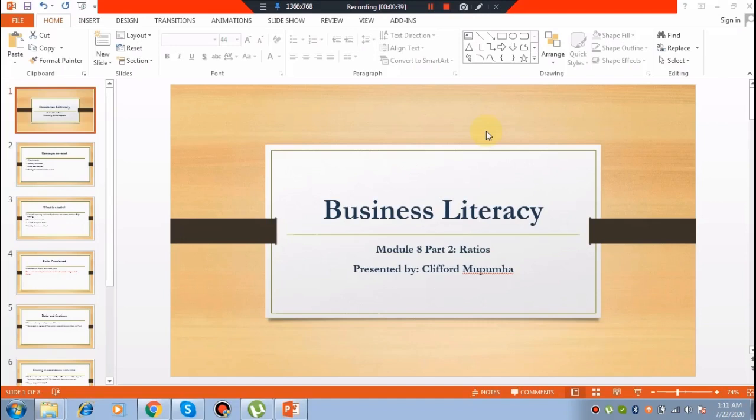To get started today, in our previous lessons, or in part 1 of our Module 8, we did look at percentages, and so in this section we're only going to focus on ratios.